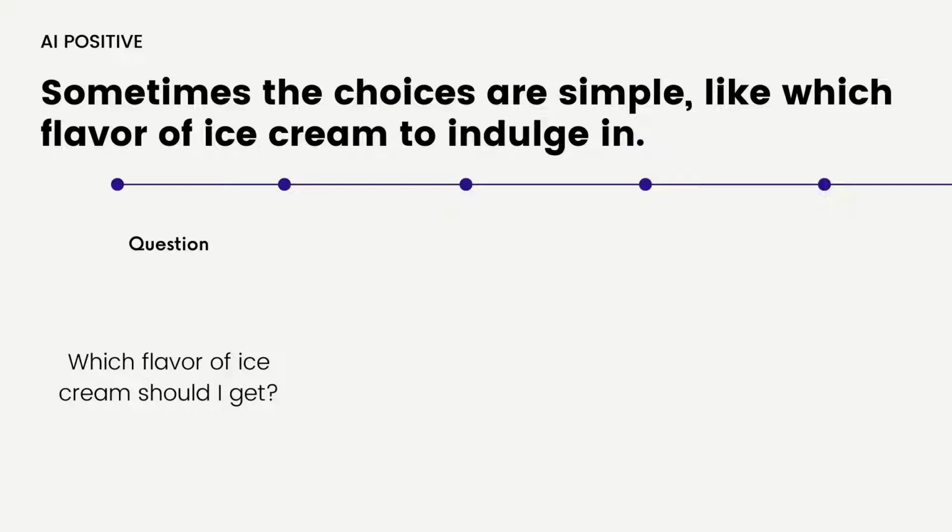Sometimes the choices are simple, like which flavor of ice cream to indulge in. Let's say the choices are vanilla ice cream, chocolate ice cream, and strawberry sorbet. Sweetness is great, but on a hot day, vanilla and chocolate lack that light and fruity feeling I want. Here's how I analyzed my ice cream choice.